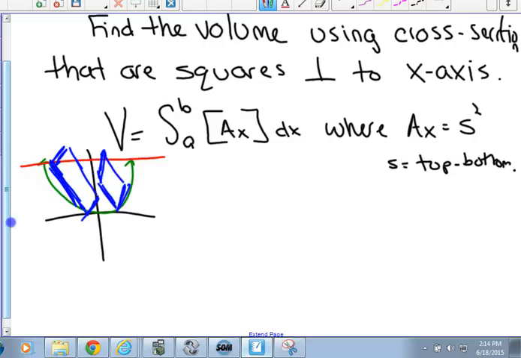What's the distance between our two functions? How could we represent that? S. S, good. And how could you find it? The distance between these: 9 minus X. So 9 minus X squared. Yes, good, awesome.